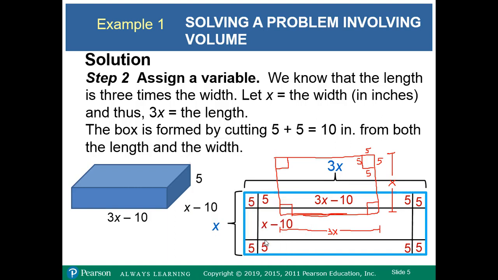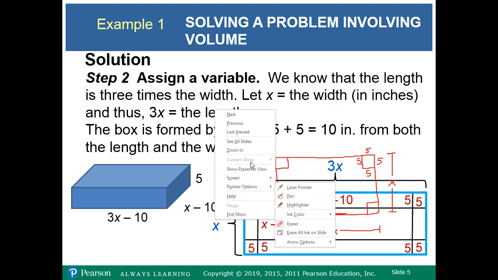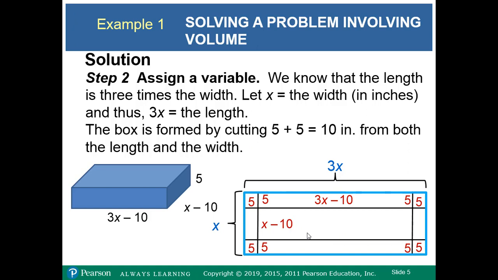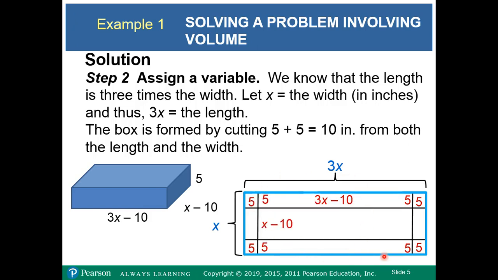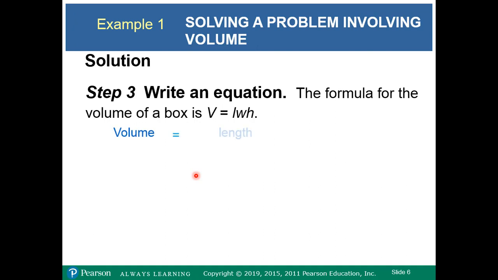So let me erase. There we go. Okay, so this is what we have. So now this side is 3x, so that means this flap is going to be 3x minus 10. And then this flap here has to be x minus 10, because we're subtracting 10 from both sides. So the dimensions of the box have to be 3x minus 10, x minus 10, and then the height, because the height is the amount that we're cutting out. So we know the height of this box is going to be 5 inches. So there's where the 5 comes in. And so now we're going to solve.